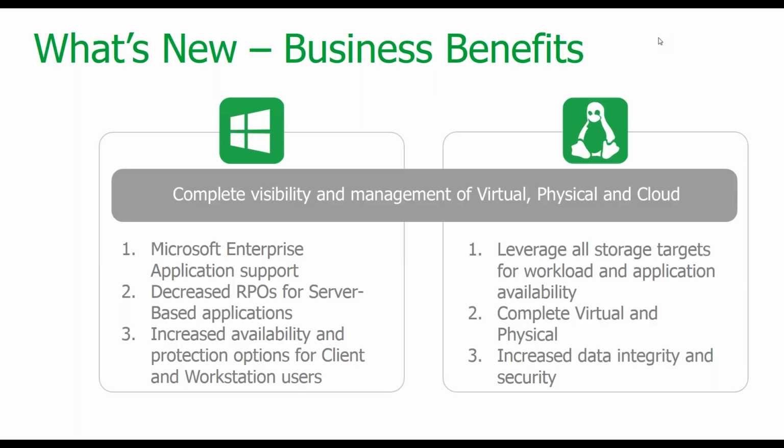And as we move on to Microsoft Windows version 2.1, what this does, it really helps improve efficiency through a full integration with Veeam Backup and Replication. This includes centralized management of our Veeam agents and failover cluster support. Another thing is it optimizes backup performance for server workloads with optional change block tracking for faster incremental backups of Windows servers. This reduces the risk and gets backups offsite with support for Microsoft OneDrive as a backup target for Windows-based workloads. A few other things, it includes Microsoft Enterprise application support, decreased RPOs for server-based applications, and increased availability and protection options for client and workstation.